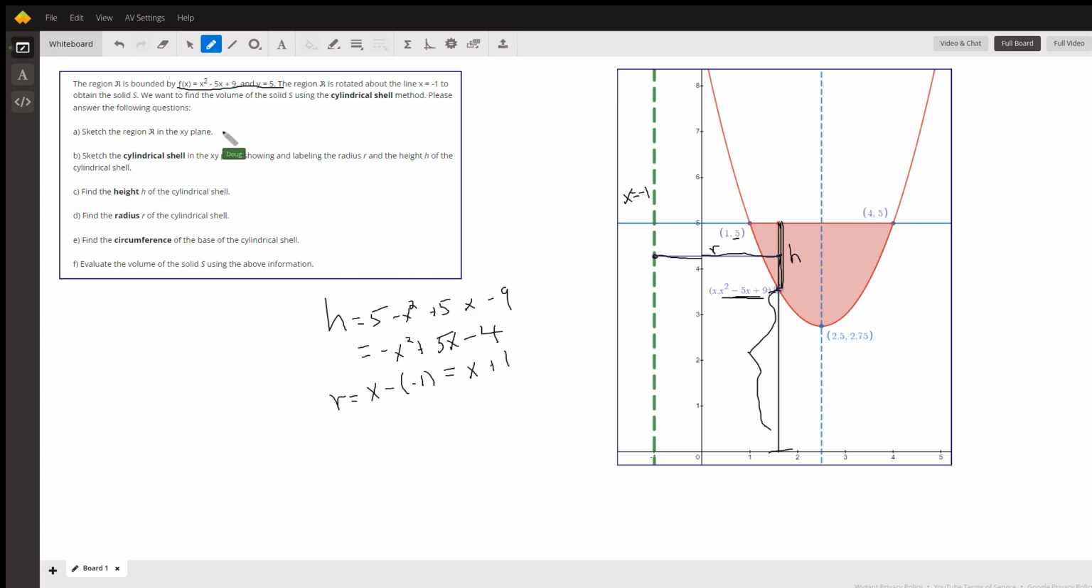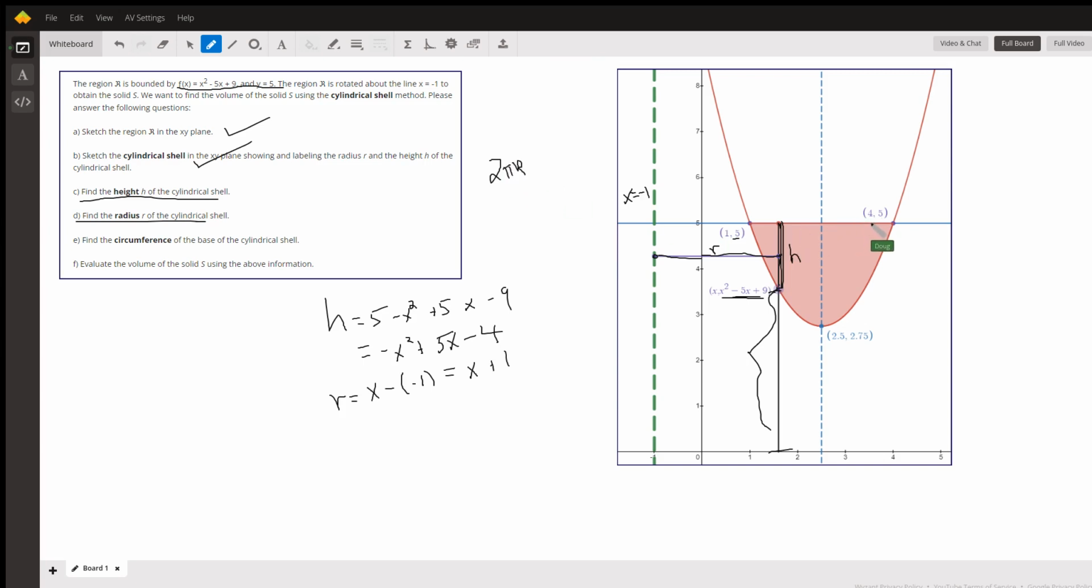Okay, so let's see. We sketched it. This is not really the cylindrical shell. You have to visualize this like the shell of a pipe as this cross section is revolved around that axis of revolution. We've got an expression for the height in terms of x. We've got an expression for the radius. The circumference is just, well, the base is going to be a circle, and the formula for the circumference of a circle is 2 pi r.